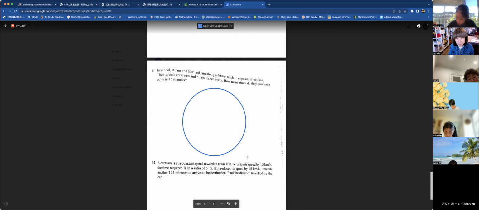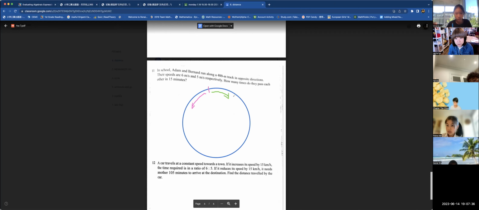Okay, so I'm going to start to explain this question. So obviously, it's a round shape, right? Everybody? I think it is a round shape. Don't you agree with me? Because if it's not a round shape, how are they going to meet each other? Correct? So it's 400 meters. So this circle is 400 meters. Okay, so Adam is going this way and Bernard is going this way.